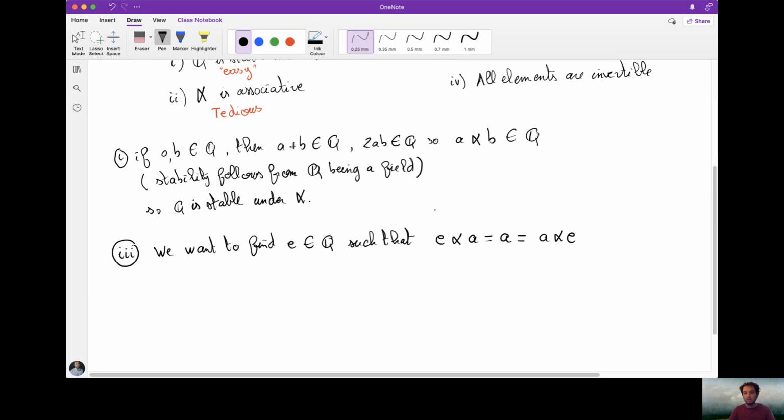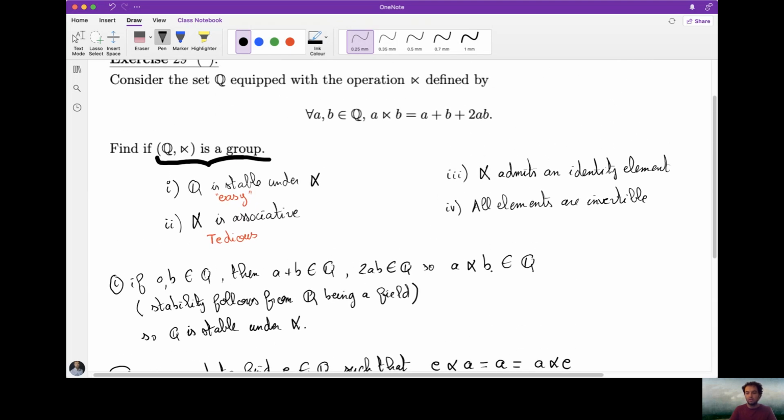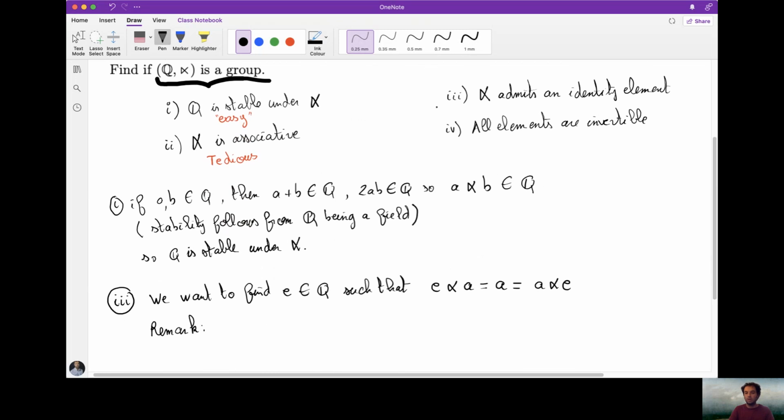Just one remark that we can make here is that our definition of the operation is commutative. You see that if I exchange the order of A and B, this is the same as B, A. So the operation is commutative. This simplifies what we have to do a little bit, because then we only need to find an E that satisfies the first part, and it will automatically satisfy the other side as well. Remark, alpha is commutative.